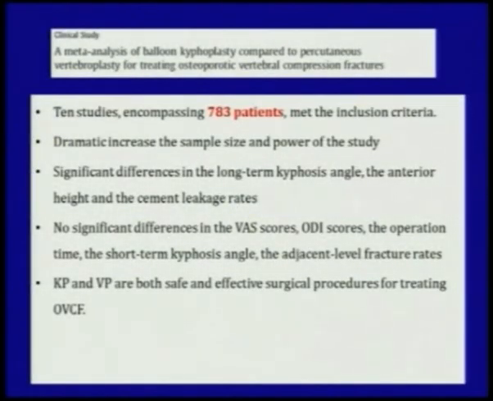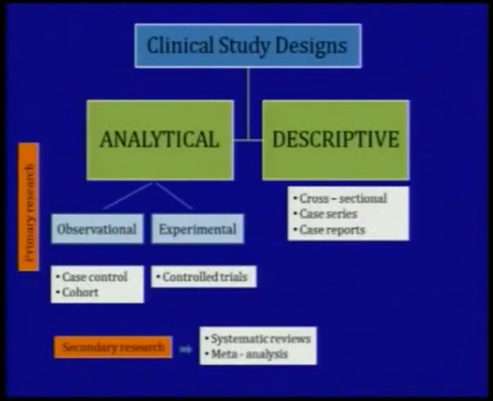So for example, again for osteoporotic fracture, there is a raging fight between people who do kyphoplasty and vertebroplasty. Both feel that both are good. So one has done a meta-analysis. They studied 10 studies which met the specific inclusion criteria. Each of the studies will have only 60 or 70 patients. But when you combine the results of all the patients, now you have 783 patients. Now whatever results you are going to have will have better strength. They found that some factors are significantly different and some were not very significantly different. And they concluded that both are safe and effective procedures.